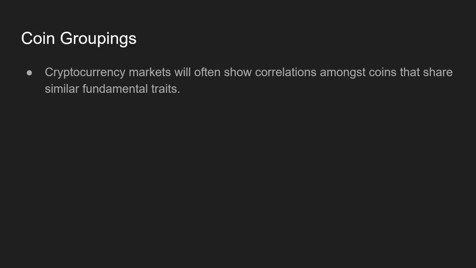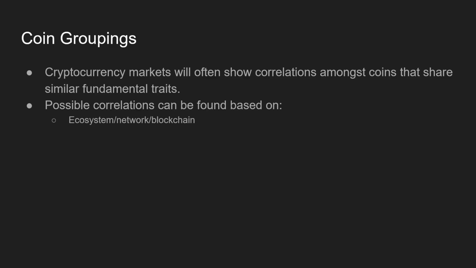So, cryptocurrency markets will often show correlations amongst coins that share similar fundamental traits. Possible correlations can be found based on ecosystem or network. This is essentially coins that operate within the same blockchain. Think of all the coins or projects that operate within Ethereum or on Solana, on Cardano.